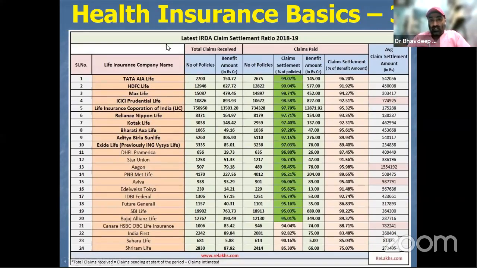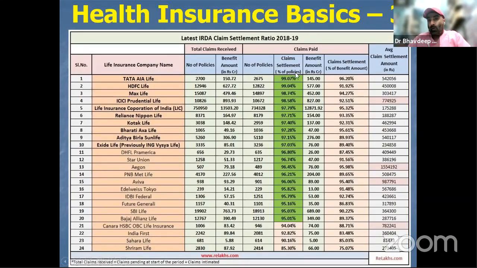So number of policies, 2,700. Leave aside the benefit amount for a moment. Number of policies which are claim paid. Claims received, 2,700. Policies paid, 2,675. Then the claim settlement percentage of benefit amount, which was there, 96%.